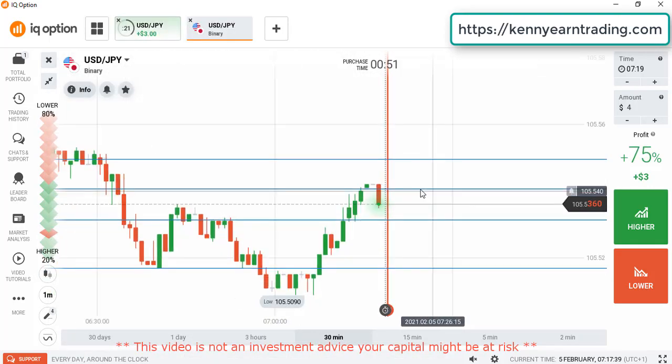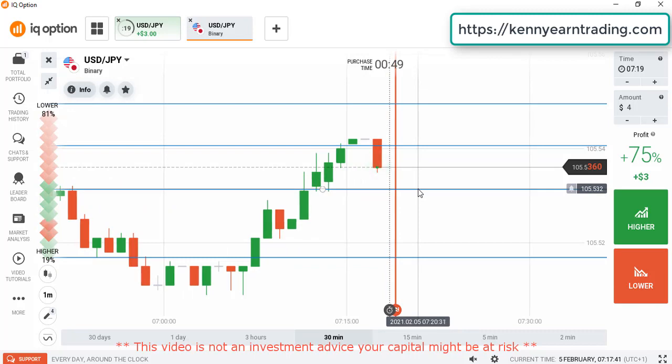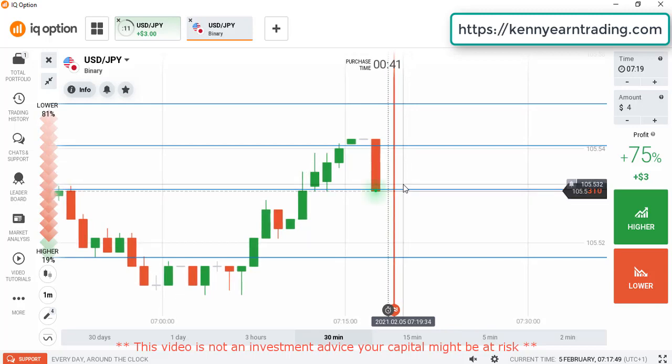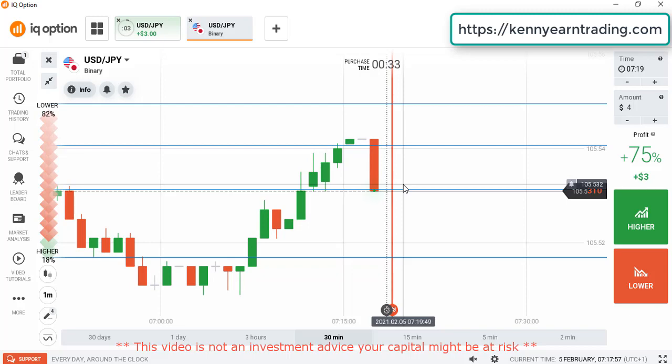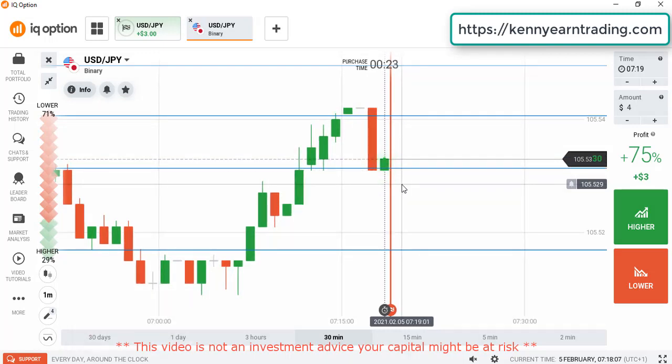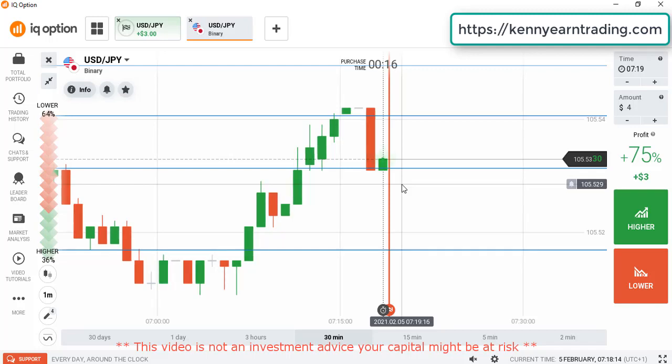Okay, let's see the close of this candle. Okay, awesome, that was a good ITM. Sellers came in strongly and now the market is at another important level. So let's see the reaction of the market. I'll place my trade on the next candle.